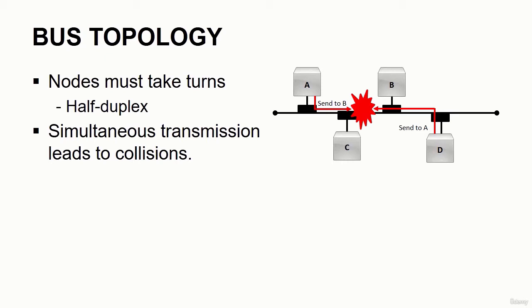The more nodes that are communicating on a physical bus topology, the greater the chance of having collisions, and even the number of collisions actually increases as you add more nodes to a bus topology.